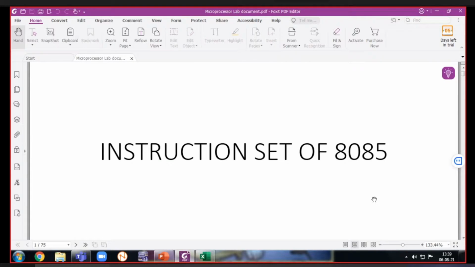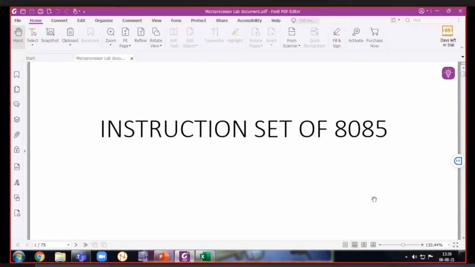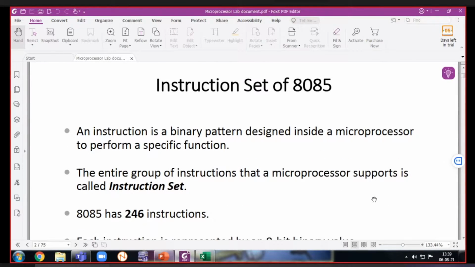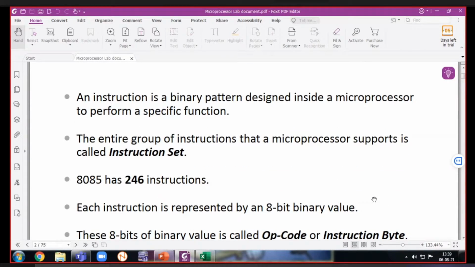So, the instruction set of 8085. I will explain different types of instructions, then we'll start writing simple examples, simple programs. So, an instruction is a binary pattern designed inside a microprocessor to perform a specific function. The entire group of instructions that a microprocessor supports is called the instruction set.